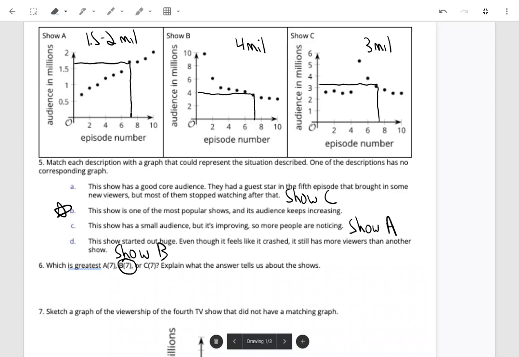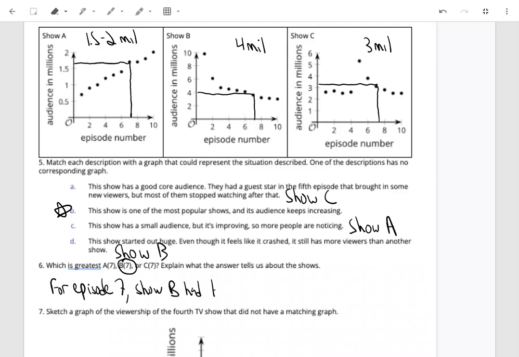Okay, so explain what the answer tells us about the show. It tells us that for episode 7, show B had the largest audience. Okay, show B had the largest audience.